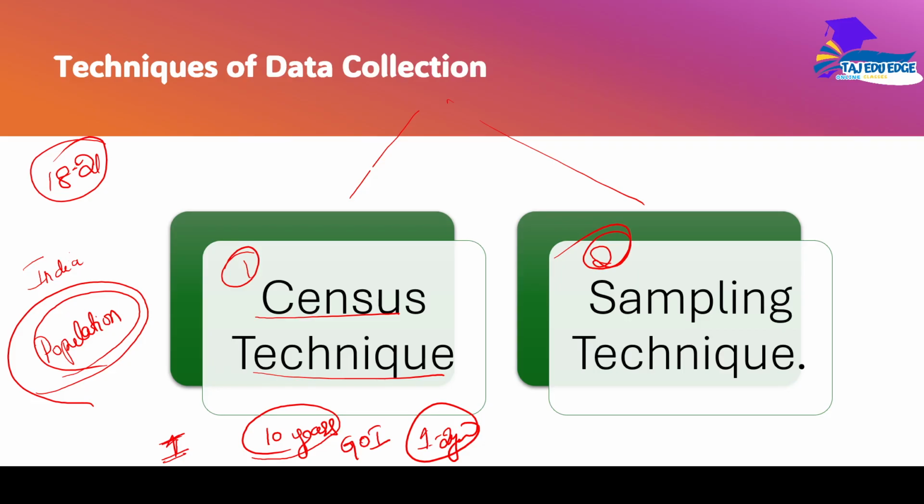Whereas the sampling technique is not like that. Sampling is like, out of that population, if I select some of them, let's say I select only 1000 of them, and collect the data from those people, that is what we call a sample.